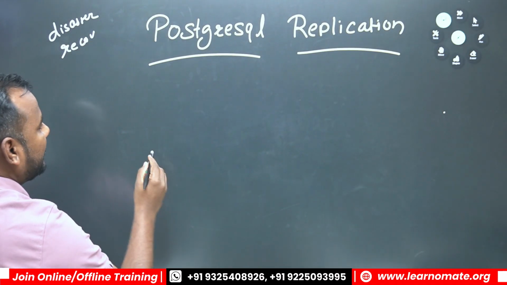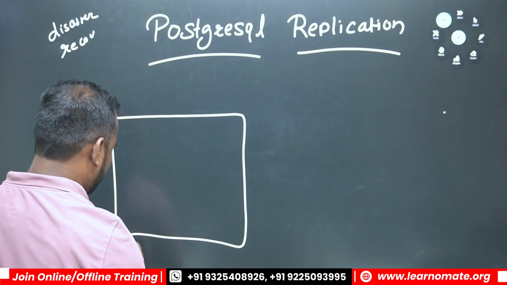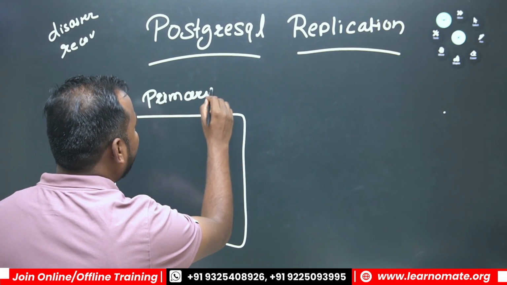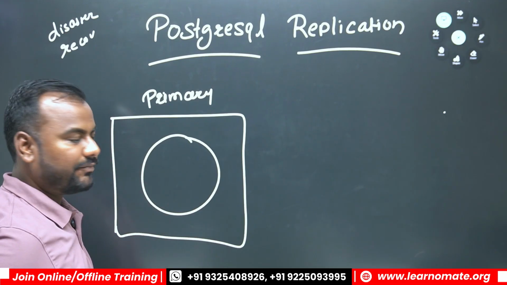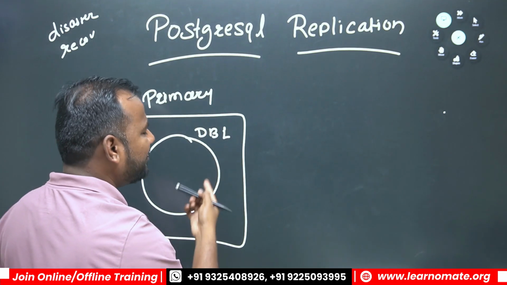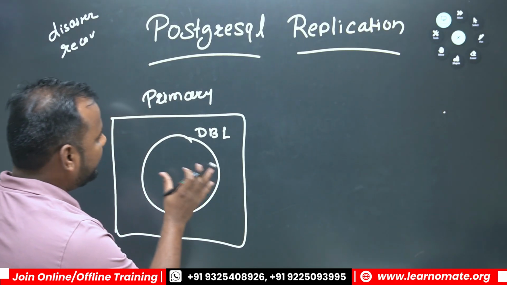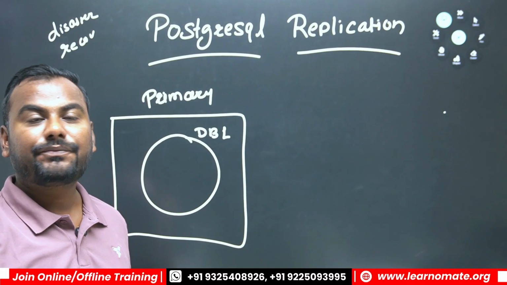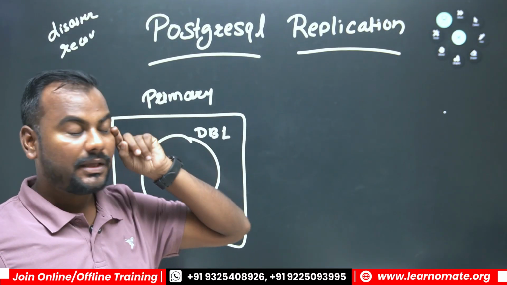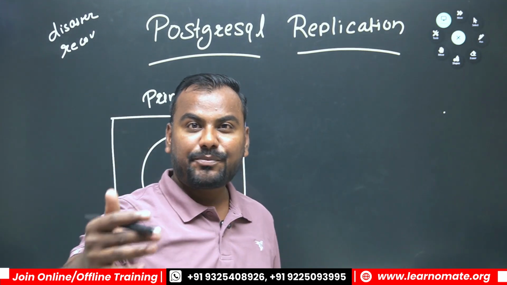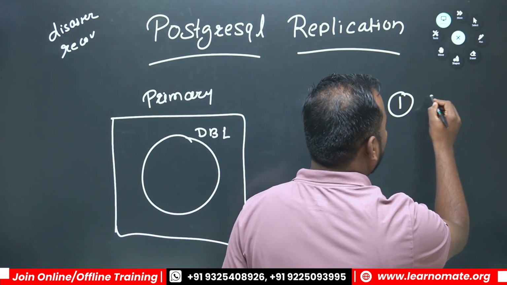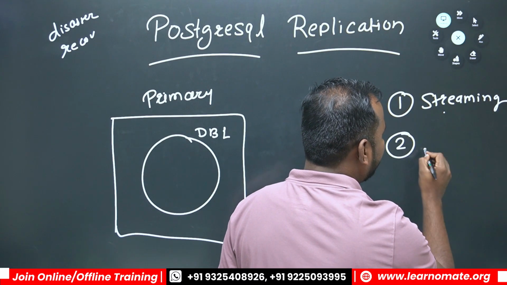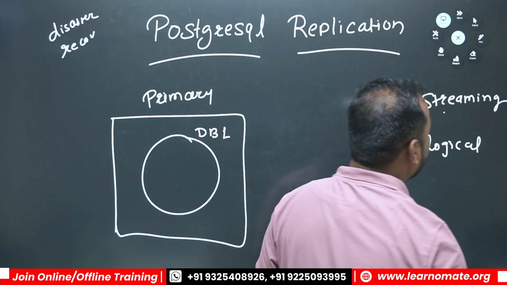Let's take an example. I have my primary server, where my cluster is running, which has multiple databases. Let's take an example of one database only. Now, if this cluster goes down, it is a loss to my business, right? So in that case, we go with the concept called replication. In replication there are multiple types. The very famous one we call streaming replication, and the second type we call logical replication.